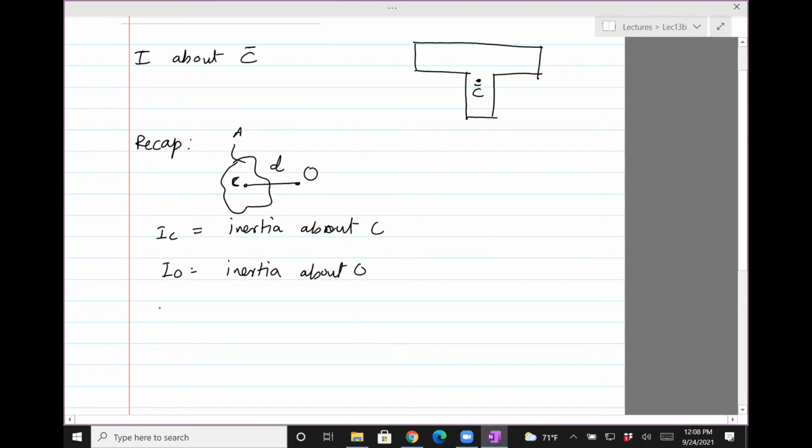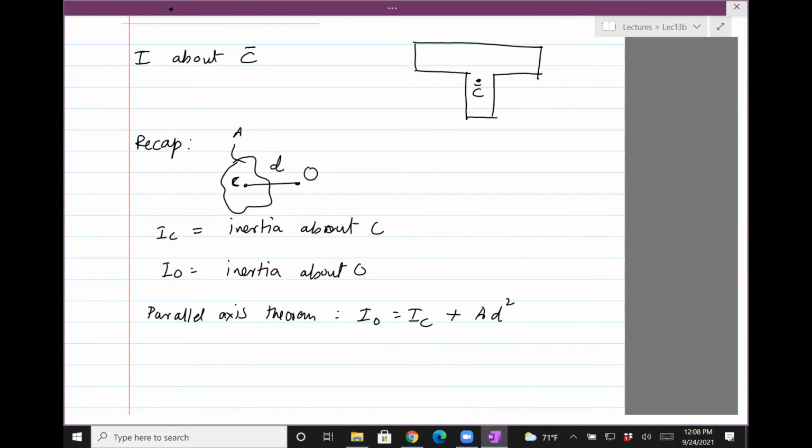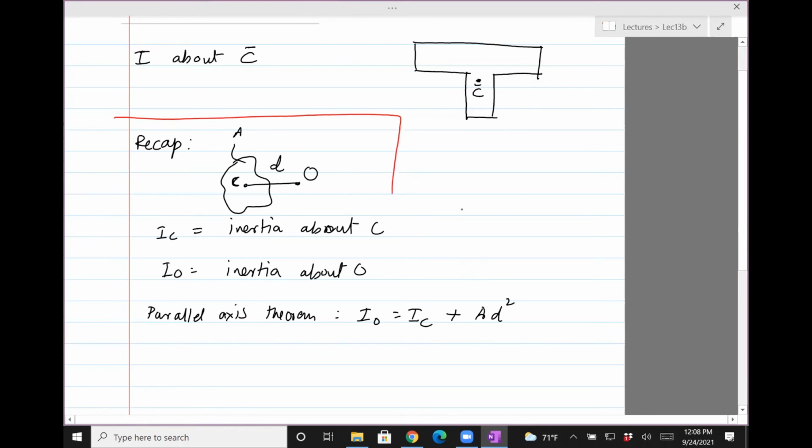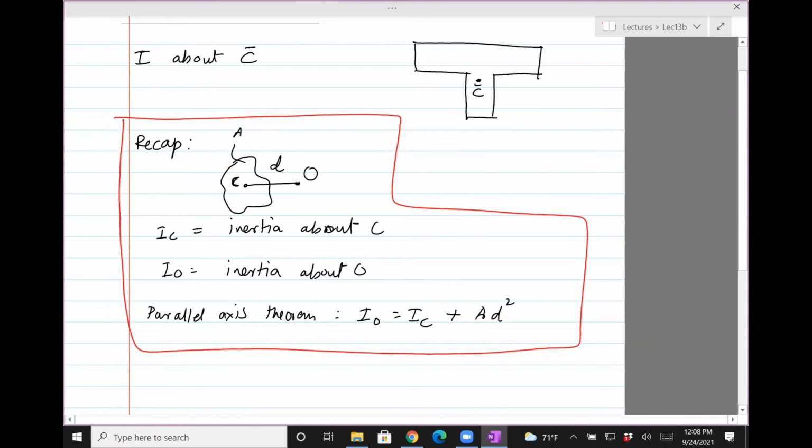So there's a theorem called parallel axis theorem. It states that the inertia about O is inertia about C, where C is the centroid, plus the area of the plane element times the distance between C and O. So D is as shown there. And that's how you can find the inertia about O. So this is not something new. You probably have learned this in a course before this. So let's find the inertia about C.